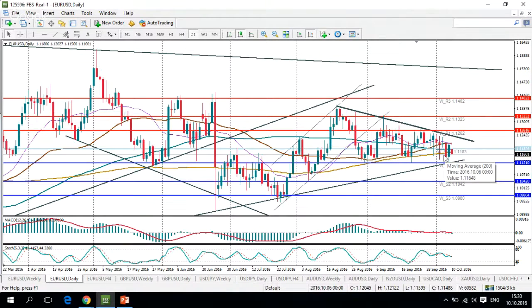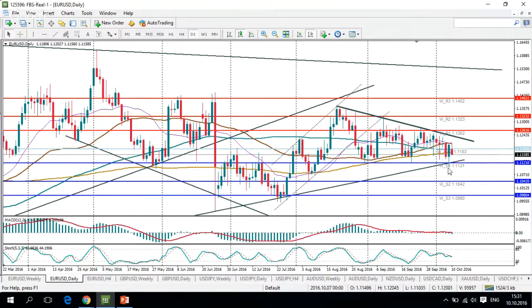Once again, I have moving averages. The gold line is the 200-day moving average. We can see that the euro is currently testing levels below this line, and during the last 3 days, the resistance is provided by the 50-day moving average. This is this brown line.